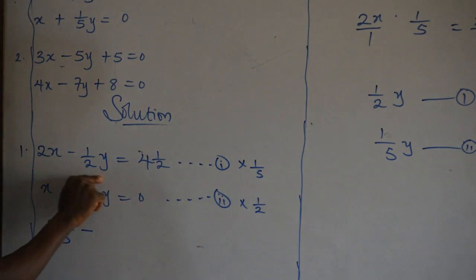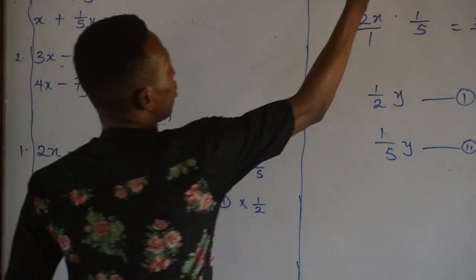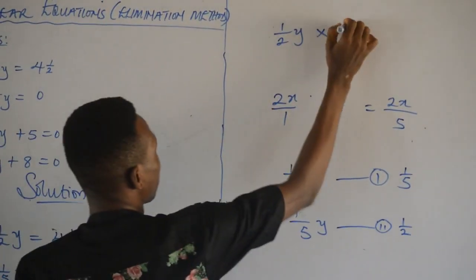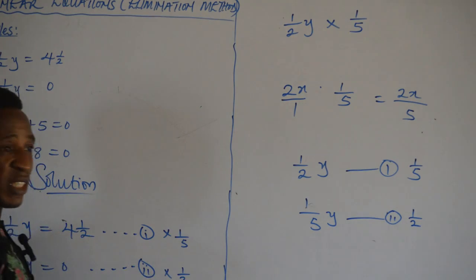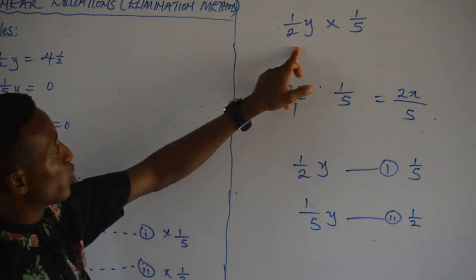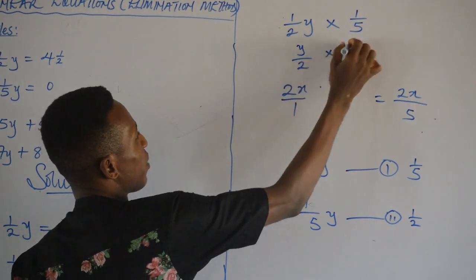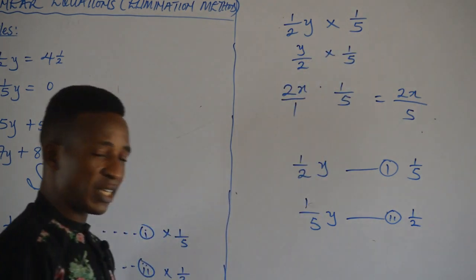Now, the next thing I'm having is 1 all over 2y multiplied by the 1 all over 5 that we have here. So if I'm multiplying, this 1 all over 2y is the same thing as y all over 2 multiplied by 1 all over 5. Now, how did I get that?